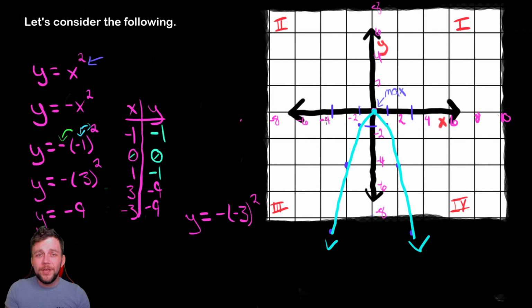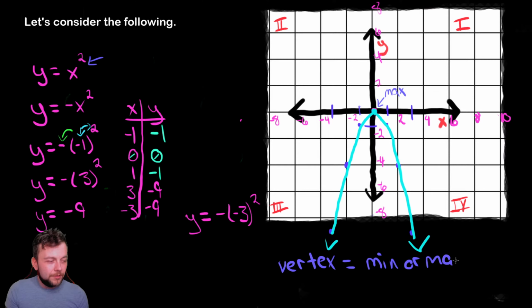There's a bottom point. It's still going to be your vertex. So let's put that down as a note. In parabolas with quadratics, your vertex will equal either your minimum or your maximum. Your vertex is either your minimum or your maximum.